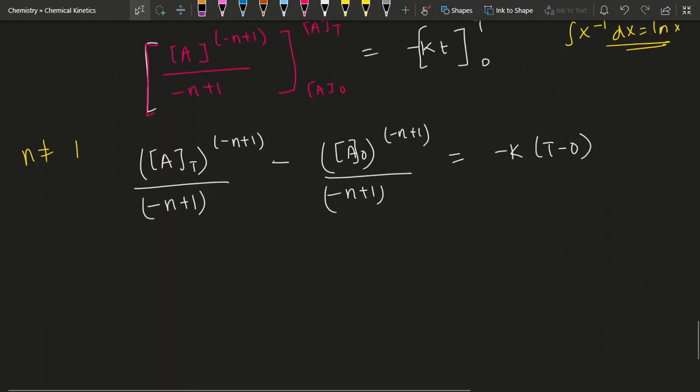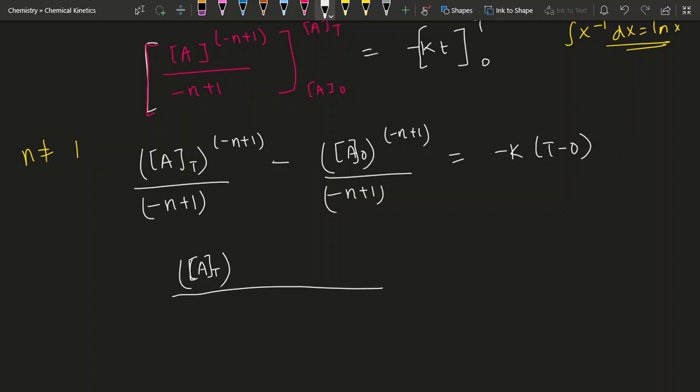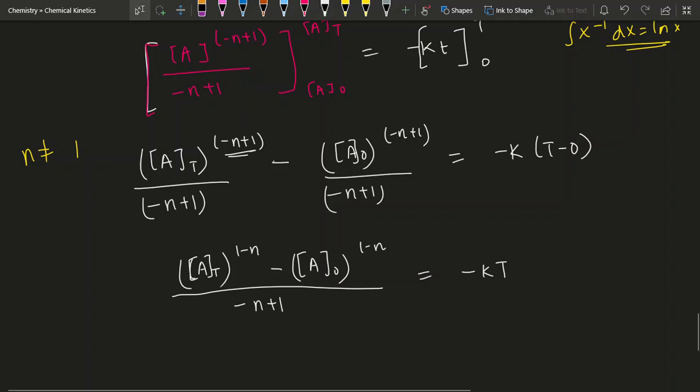Once you've written it like this, you arrive at the following expression: a at time t to the power 1 minus n, minus a naught to the power 1 minus n, over negative n plus 1. And if you write the right hand side in a simpler expression, that would be equal to negative kt.